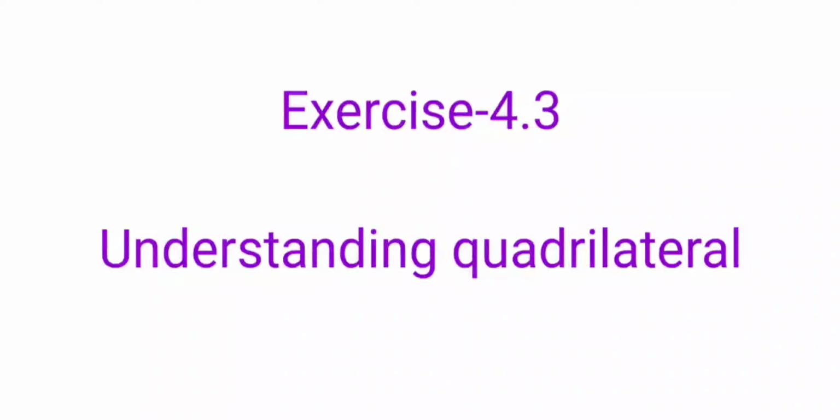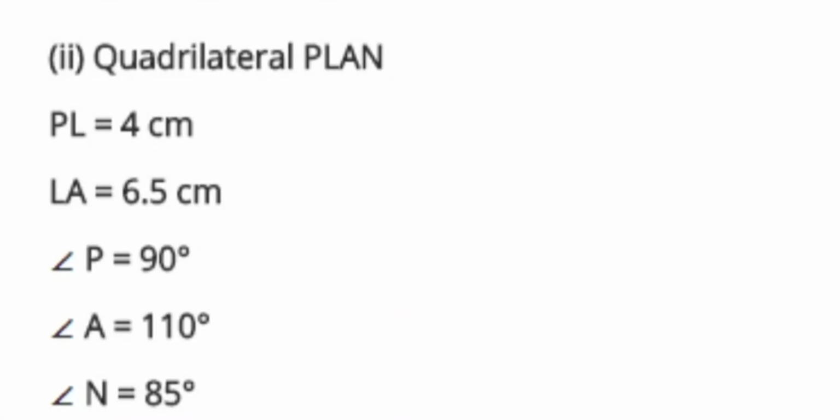Hello student, let us discuss the second number of this exercise 4.3. Chapter name is Understanding Quadrilaterals. Here we are discussing how to construct a quadrilateral if two sides and three included angles are known.